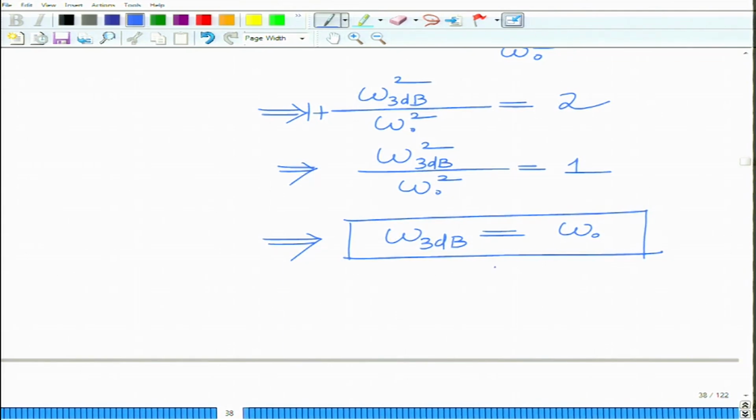Remember, this is equal to 1 over RC, correct. So, omega 3 dB equals omega naught, which is 1 over RC. So, the 3 dB bandwidth of this low pass filter, you can think of this as the approximate cutoff frequency of this low pass filter. That is one of the ways to define the cutoff frequency of this non-ideal low pass filter: it is 1 over RC, where R is of course the resistance and C is the capacitance.